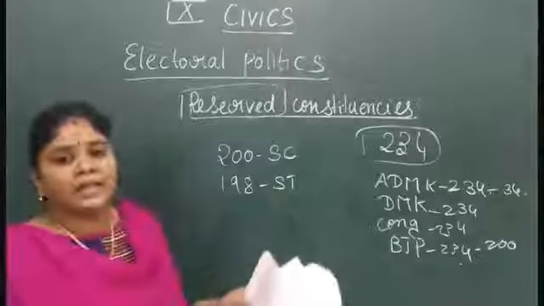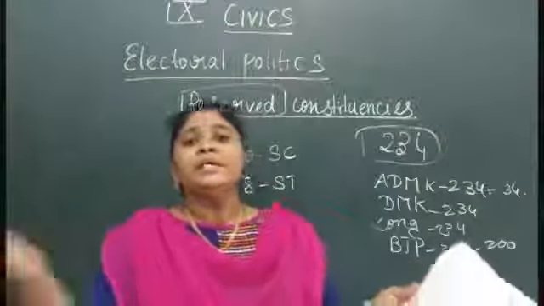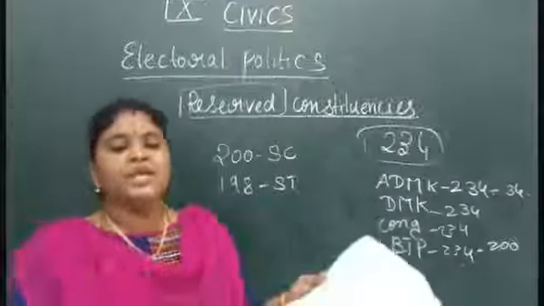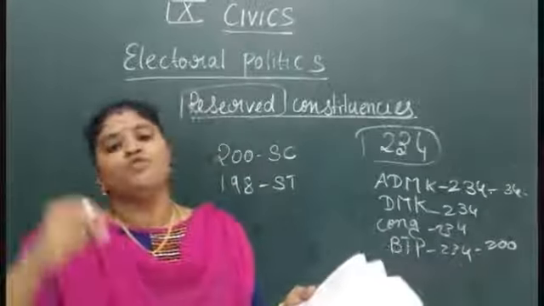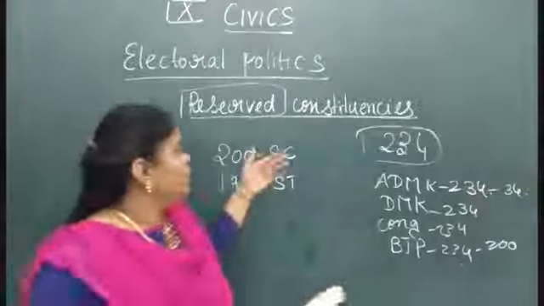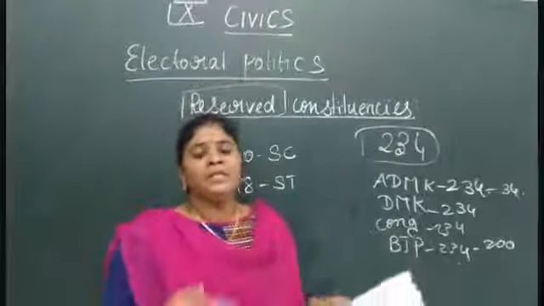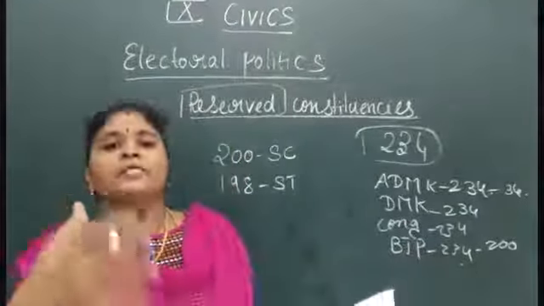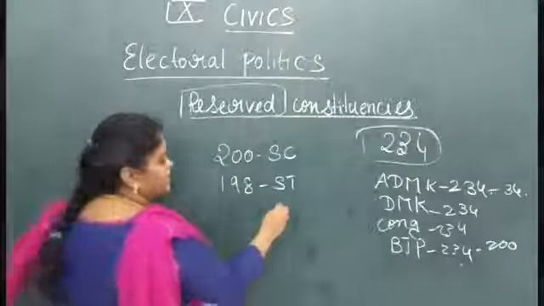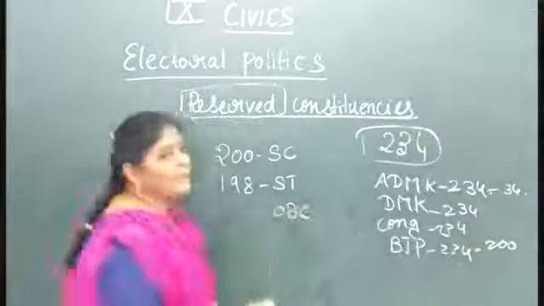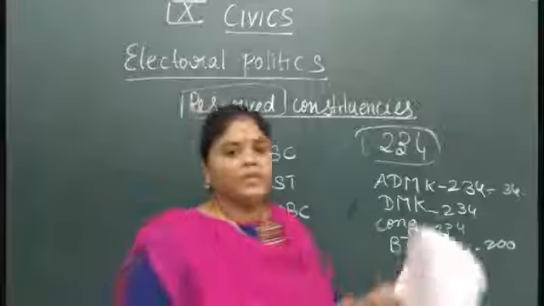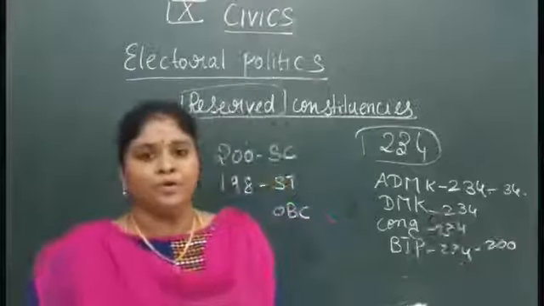So like that, they will make the reservations based on the number of population of that particular caste living in that area. So they will name that as an SC ward or ST ward, or it can be said as an OBC ward, other backward community, or we call it as BC, backward community.